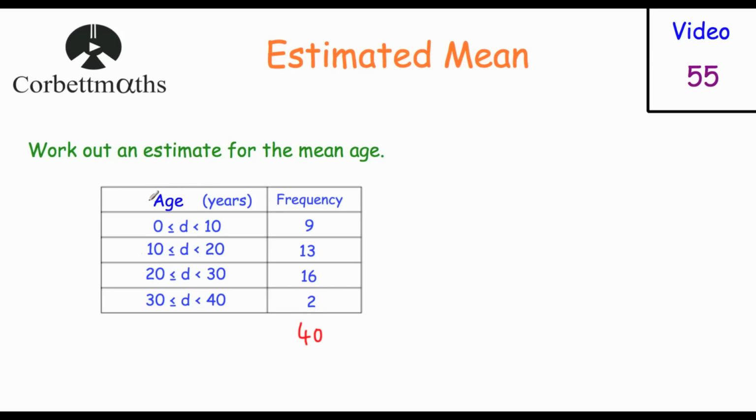But unfortunately, we're not able to do that in this question because we don't actually know all their ages. We've made this group frequency table to make the data a bit easier to interpret, but unfortunately, we're not going to be able to work out the exact mean. That's why the question says an estimate for the mean age.